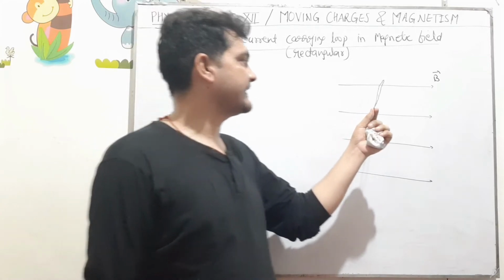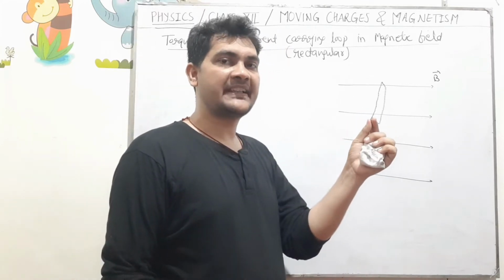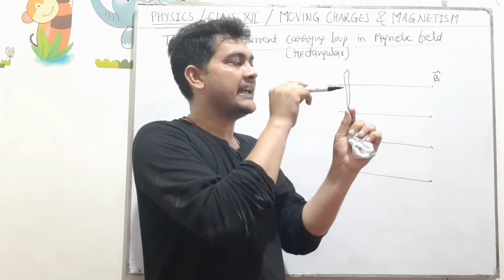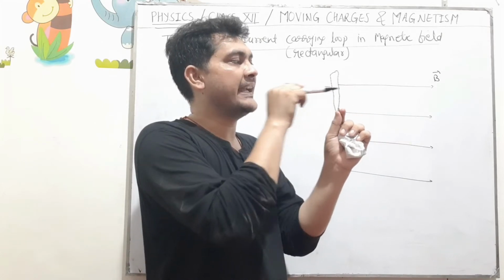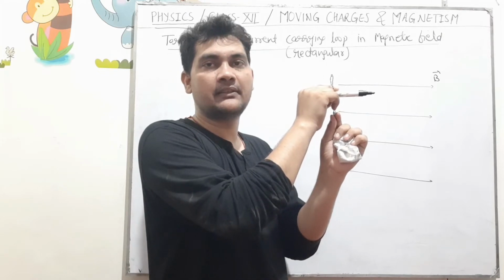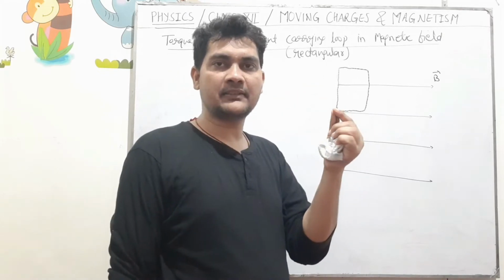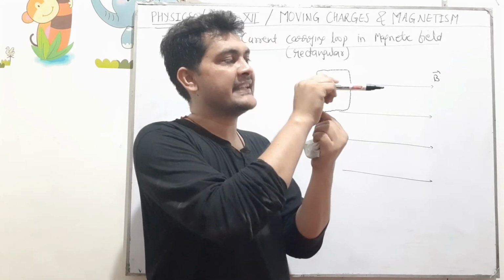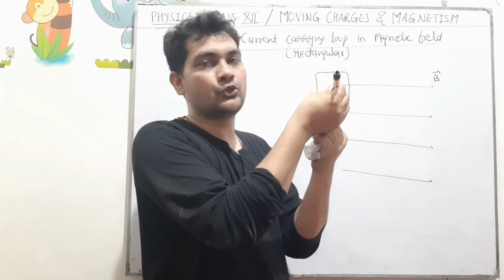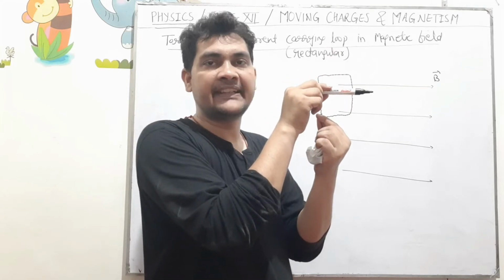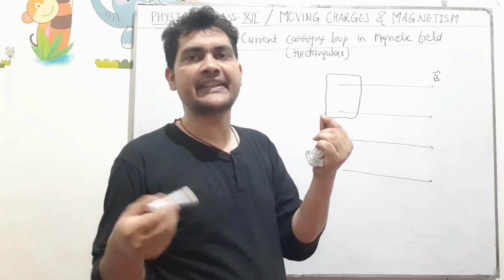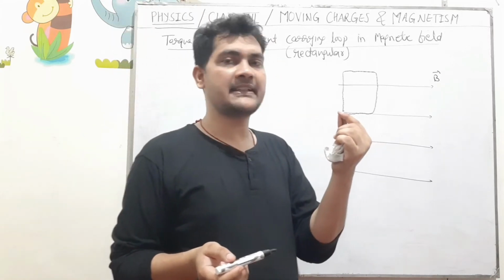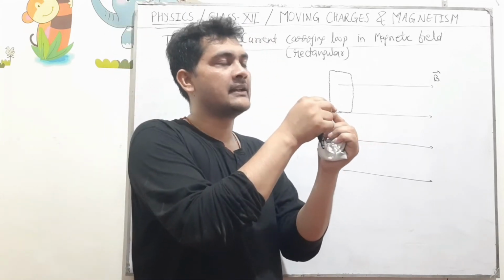If I put it such that the loop is exactly perpendicular to the lines, then the angle between the normal of the loop and magnetic field will be 0 degree. And if I put it in this situation such that the magnetic field is parallel to the loop, then the angle between the normal of the loop and magnetic field will be 90 degree. So these are going to be special cases. We will discuss these in special cases. I am taking a general case in which the loop is placed at some angle.